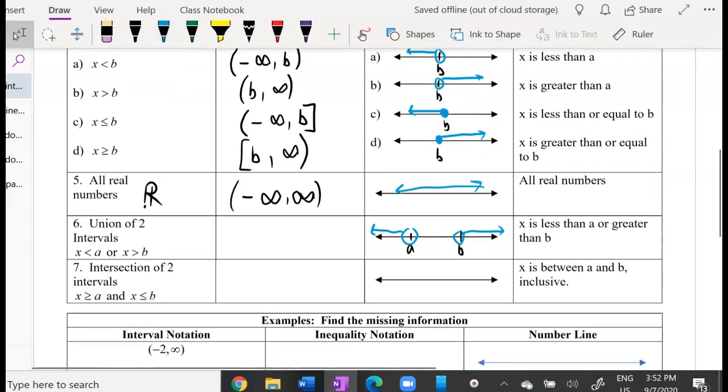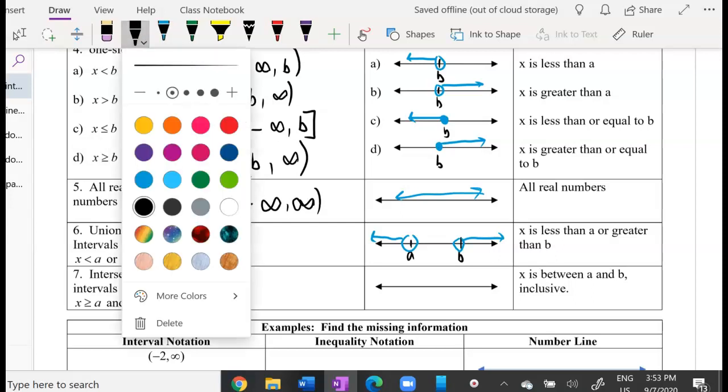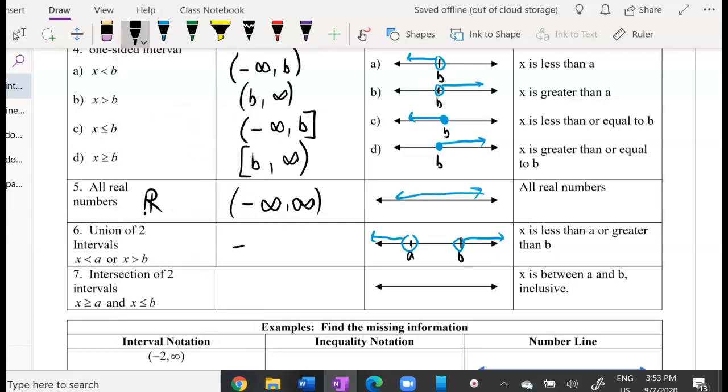So I'm just going to put them both here with the word or between them, which means we're talking about the numbers on either of these one-sided intervals. So I'm just going to say that this is negative infinity to a, not including a, unioned with b to positive infinity, and not including any endpoints here.